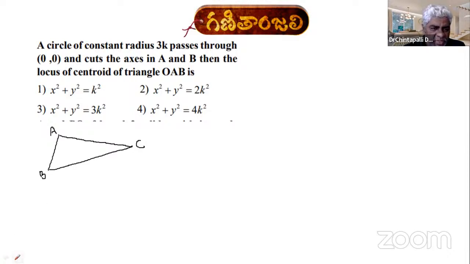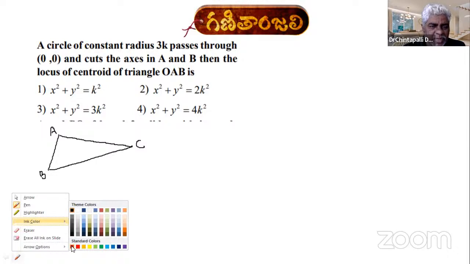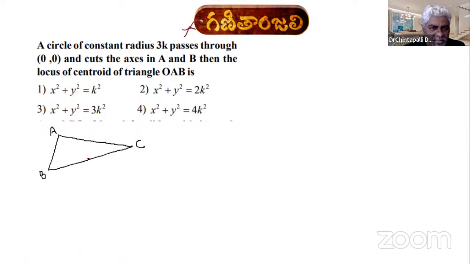Right? Now, this is the midpoint of BC. Then, what is this? Midpoint of BC. And this is the midpoint of AC. This is the midpoint of AB, right? Now, if we join the midpoint of BC to the vertex A, what's the name of this line?